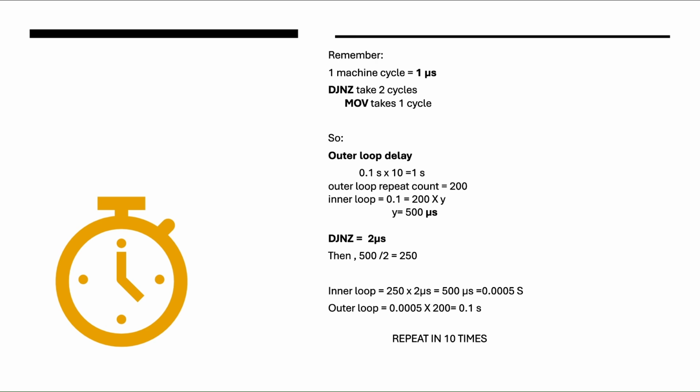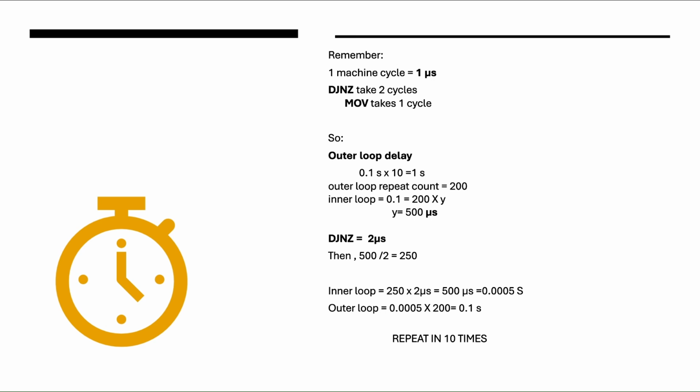Step 2, outer loop calculation. Assume the outer loop repeats 200 times. So outer delay equals 200 times inner delay. Now think, we want outer delay equals 0.1 seconds. So we write the equation. 0.1 is equal to 200 times y, where y equals inner loop delay. Now solve it. y equals 0.1 divided by 200. y equals 0.0005 seconds. Convert to microseconds. 0.0005 s equals 500 microseconds. So the inner loop must produce 500 microseconds delay.